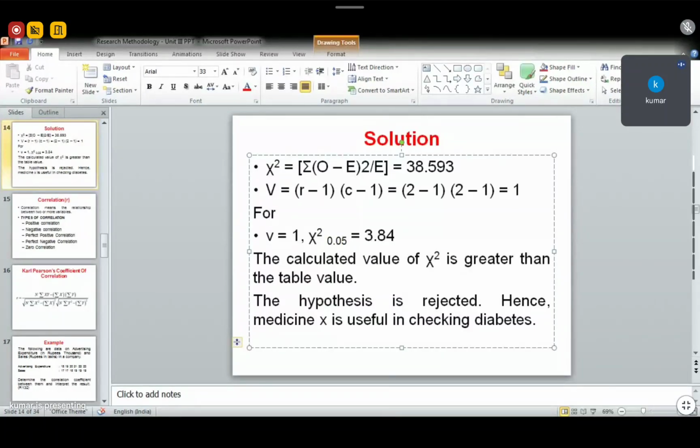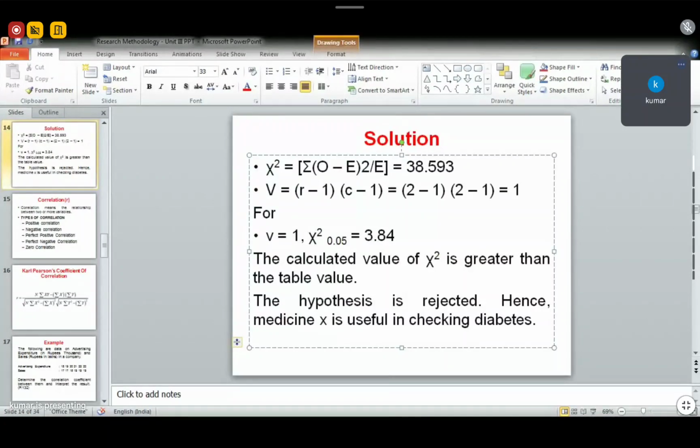Okay. Null hypothesis says it is not useful. Then you are proceeding with your test. Finally, you conclude that null hypothesis is rejected. You can either reject it or accept it based on the table value. Here, the table value is 3.84, whereas our calculated value is 38.593. So conclusion is, when the calculated value is greater than the table value, then null hypothesis is rejected. That is why we conclude that medicine X is useful in checking the diabetes.